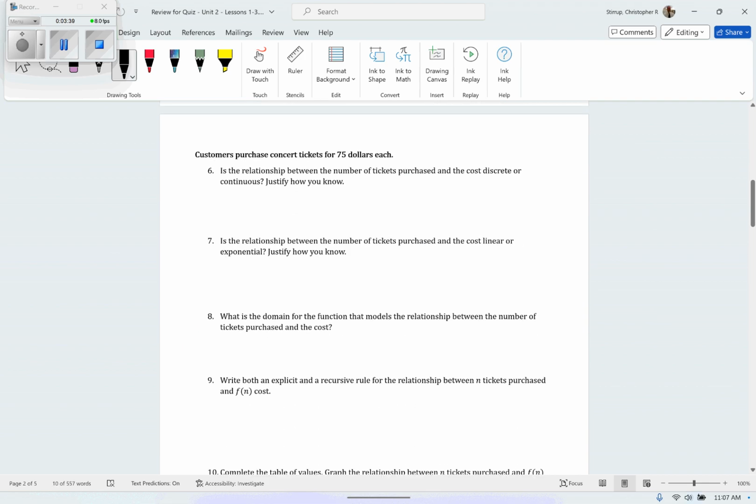All right, the next one says customers purchase concert tickets for $75 each. What is the relationship between the number of tickets purchased and the cost? Is it discrete or continuous? Well, it's discrete because one ticket is equal to $75. Okay, so you're not buying a portion of a ticket. Is this relationship between the number of tickets purchased and the cost linear or exponential? It's going to be linear. Okay, how do we know? $75 for every one more ticket I buy.